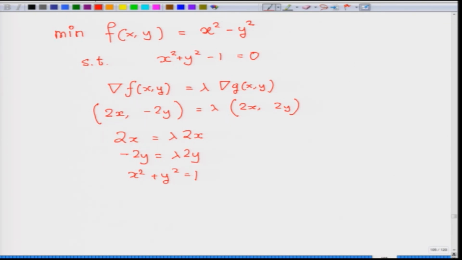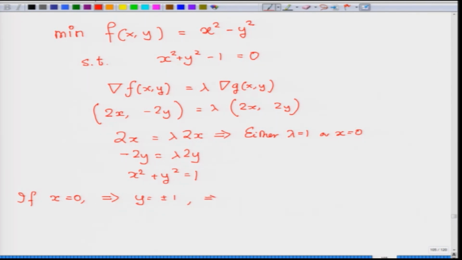So, from this equation what does it imply? Either lambda equal to 1 or x equal to 0. If x equal to 0, whatever lambda you want, it will work. If you put lambda equal to 1, then whatever x you choose works. So, either lambda equal to 1 or x equal to 0. If x is equal to 0, then it implies from the constraint that y is plus minus 1, because y square is equal to 1. So, if I put y equal to 1 here, I will get lambda equal to minus 1. If I put y equal to minus 1 here, still I will get lambda equal to minus 1.